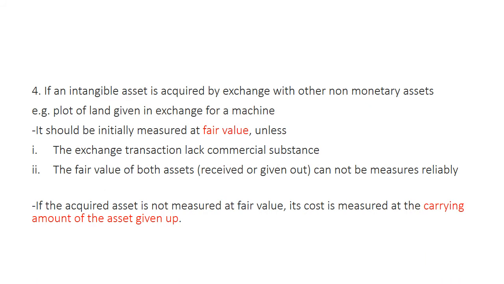Well, point number four, if an intangible asset is acquired by exchange for other non-monetary assets, for example, a plot of land is given in exchange for a machine, that is, one entity gives land in order to obtain a machine, this is going to be measured at fair value unless the transaction lacks commercial substance or the fair value of both assets, meaning the asset given out and the asset received, cannot be measured reliably. So if the exchange lacks commercial substance or we cannot measure the fair value of both assets, then the asset is going to be measured at the carrying amount of the asset given out.